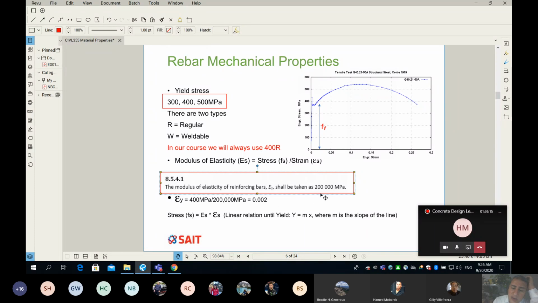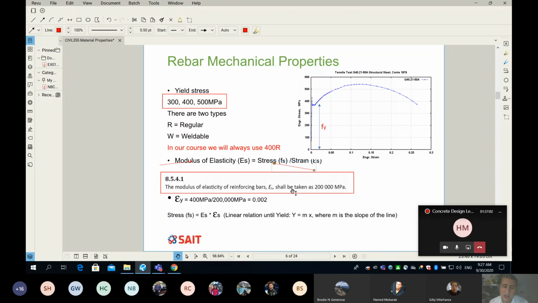Okay, now if the modulus of elasticity is 200,000 and the grade of the rebar is 400, you can simply find the strain at the yield point. One more time, if the modulus of elasticity is 200,000 MPa and the rebar is going to yield at 400, then obviously you can find the strain at the yield point. All you have to do is use this equation. So this number here is equal to 200,000, and this number here is equal to 400. And here we go. You can find the strain at the yield point, which is 0.002. Not very difficult. 400 divided by 200,000.